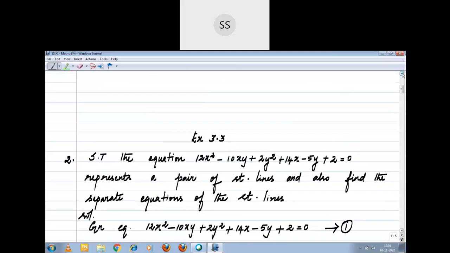Show that the equation 12x² − 10xy + 2y² + 14x − 5y + 2 = 0 represents a pair of straight lines. And also find the separate equation of the straight lines.